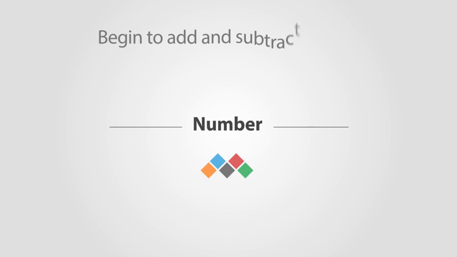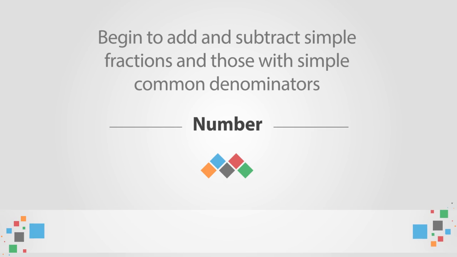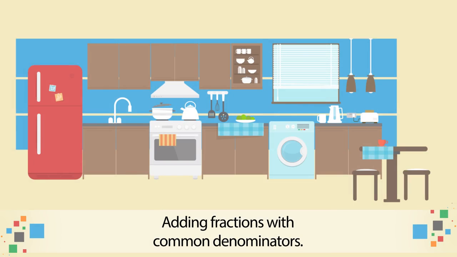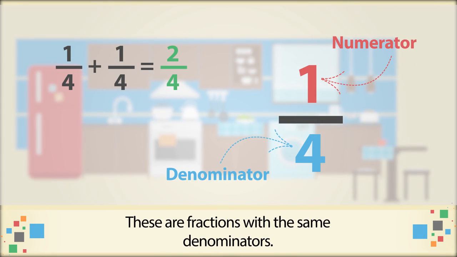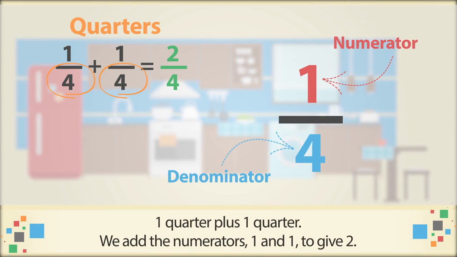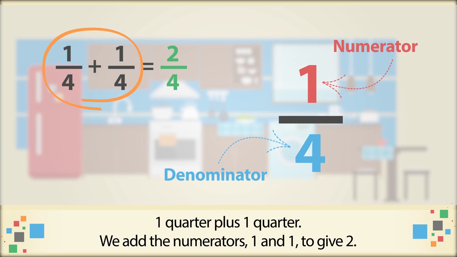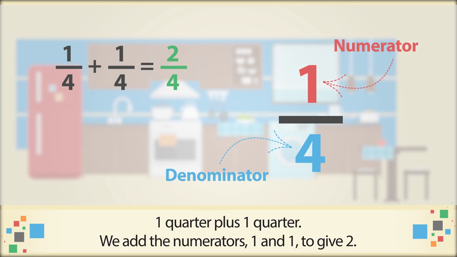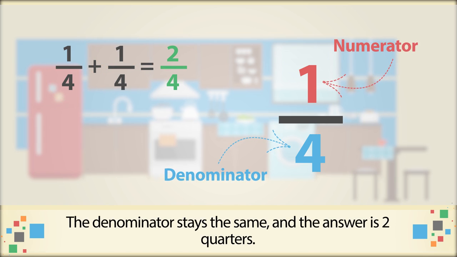Begin to add and subtract simple fractions and those with simple common denominators. Adding fractions with common denominators. These are fractions with the same denominators. Here we have fourths. More common, quarters. 1/4 plus 1/4. We add the numerators 1 and 1 to give 2. The denominator stays the same and the answer is 2/4.